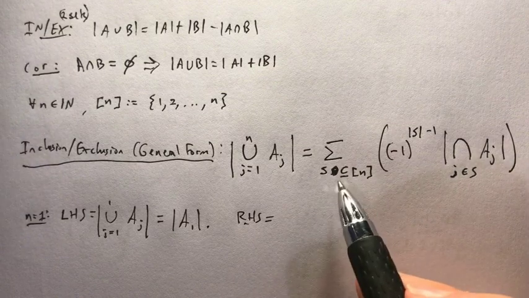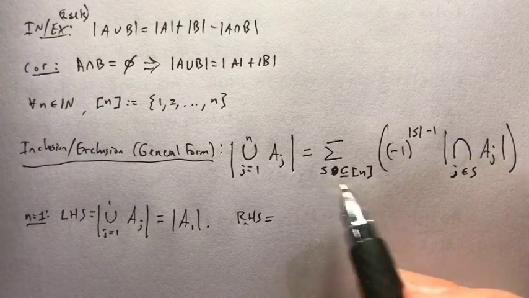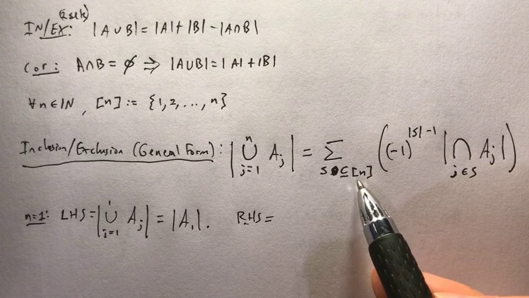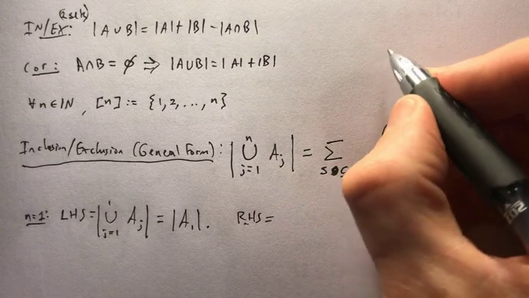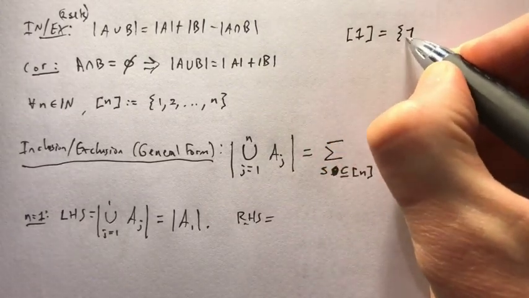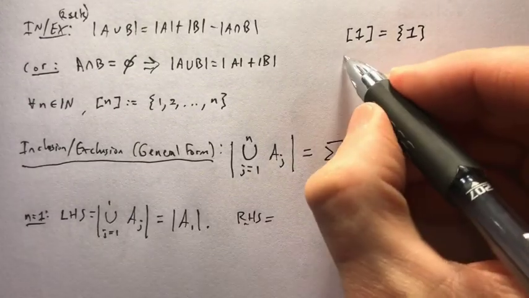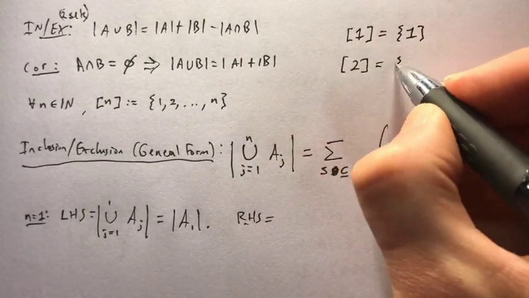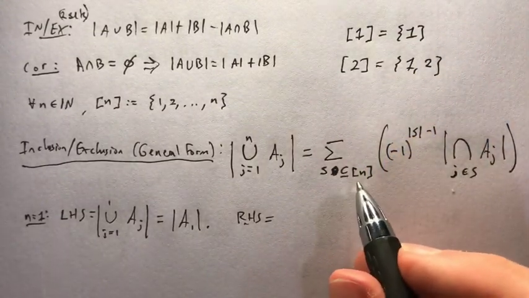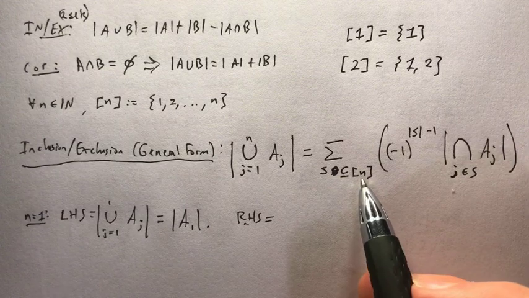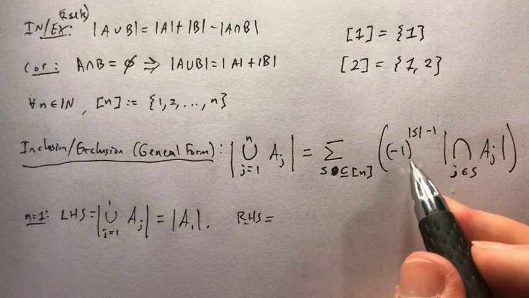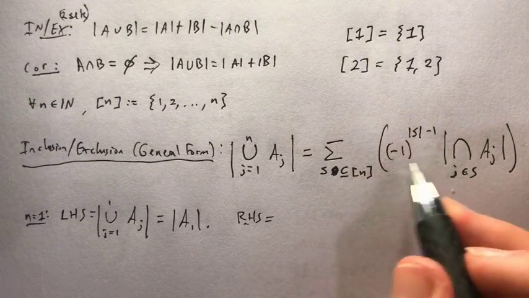Well, we're going to sum over all possible subsets. So let's consider the subsets of [1]. Okay, well what is [1]? Let's do some scratch work here. [1] is just the set containing the element 1. [2] would be the set containing the elements 1 and 2, etc. So I'm summing over all subsets of [1], that is, either the set containing the element 1 or the empty set. And with each of these subsets, I'll do something.